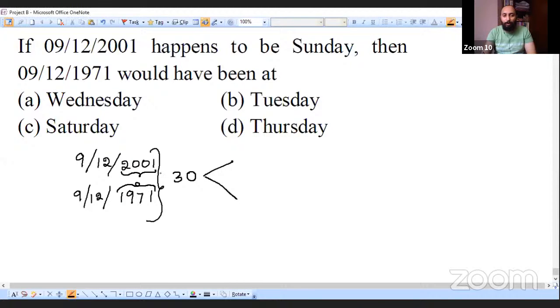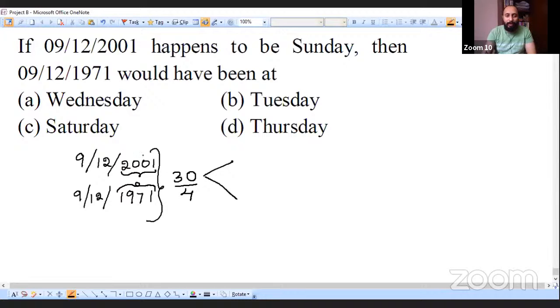So every 4 years there will be one leap year. You can see that every 4 years there is one leap year. So what can we do? We can divide it by 4. Dividing it by 4, how much are we getting? Every 4 years we are getting one leap year. So dividing it by 4, how many 4s are we getting?